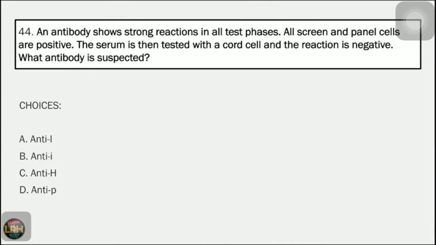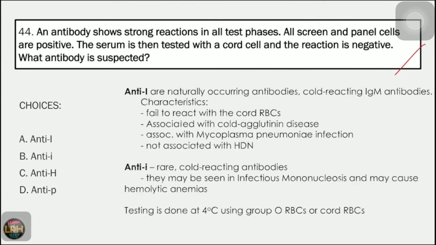Okay. An antibody shows strong reaction in all test phases. All screen and panel cells are positive. The serum is then tested with the cord cell and the reaction is found to be negative. What antibody is suspected? The following are the choices. So in this scenario, this is commonly observed when an anti-I is present.